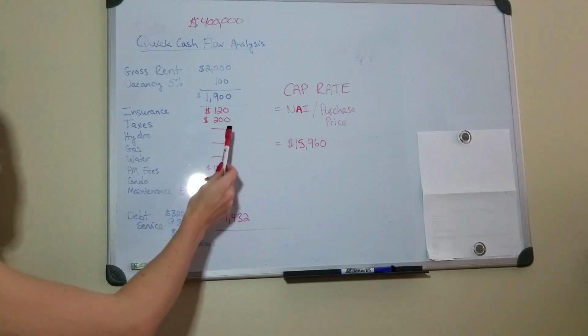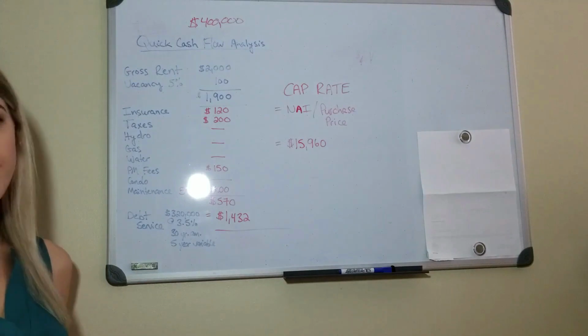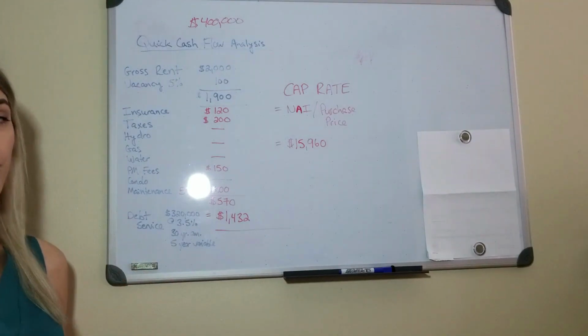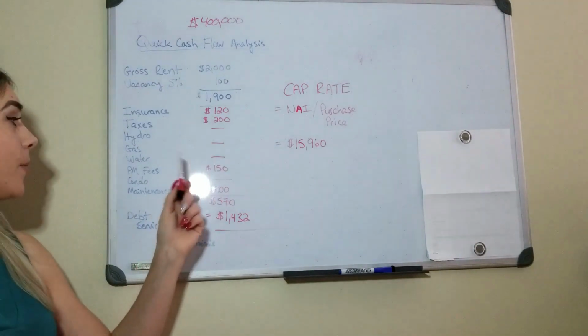Now, you'll see that I've left hydro, gas, and water blank. It's because I fully intend on renting this house out without having to cover my own utilities. So I left that out. That's their problem.